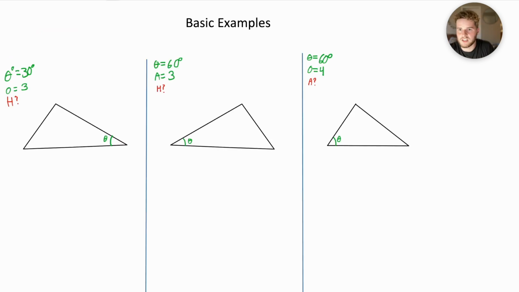Here we have some examples of trigonometry, and we're going to look at how to solve them and just go step by step in understanding where solutions come from in these examples. So let's look at this first triangle here. We're given theta, this angle. We know that the opposite is the length of 3, and we want to find the hypotenuse.